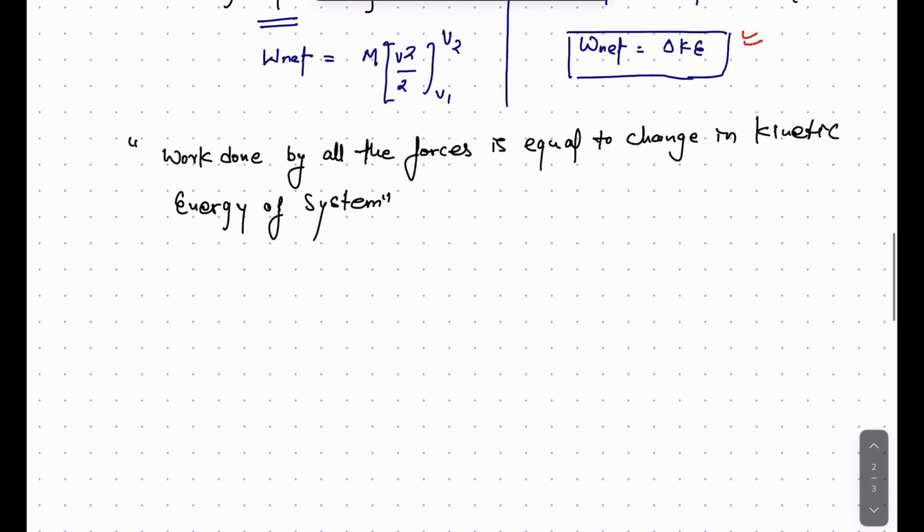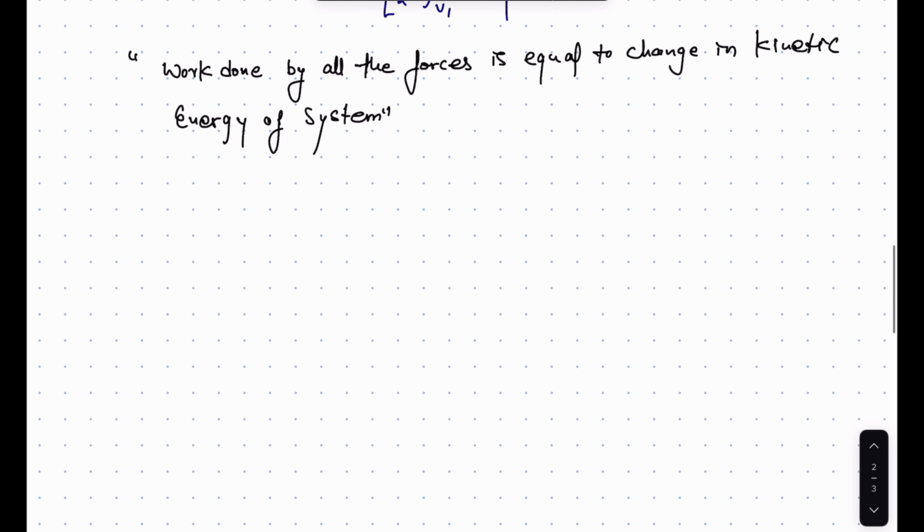Next in this chapter we define potential energy. So before defining potential energy, we define conservative versus non-conservative forces.